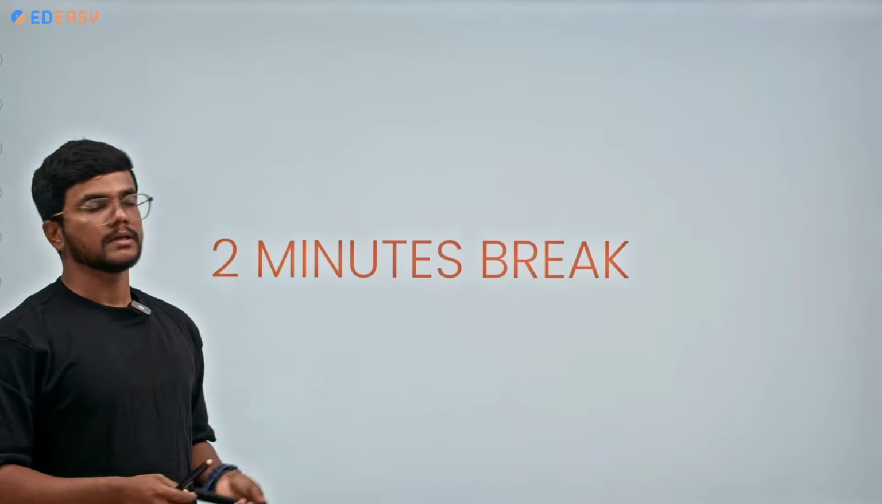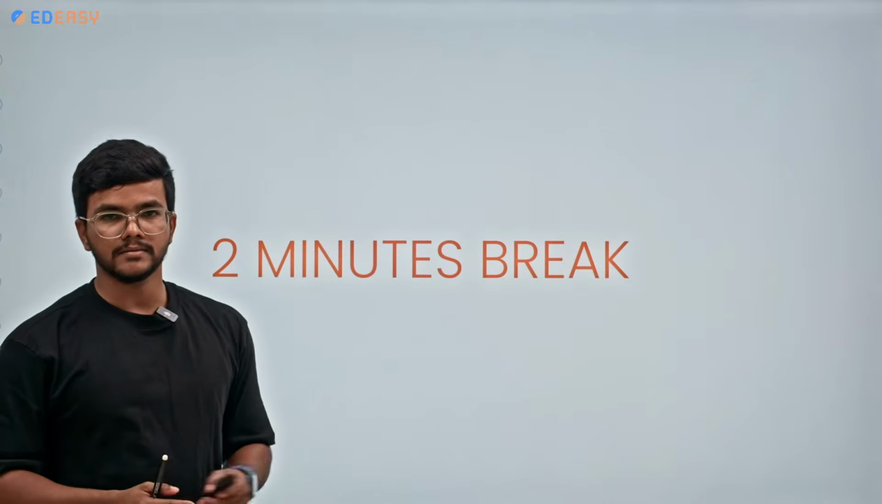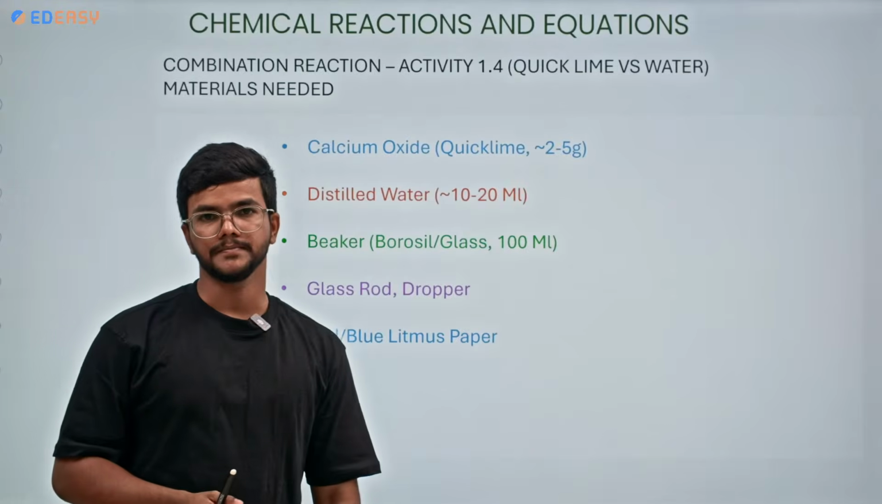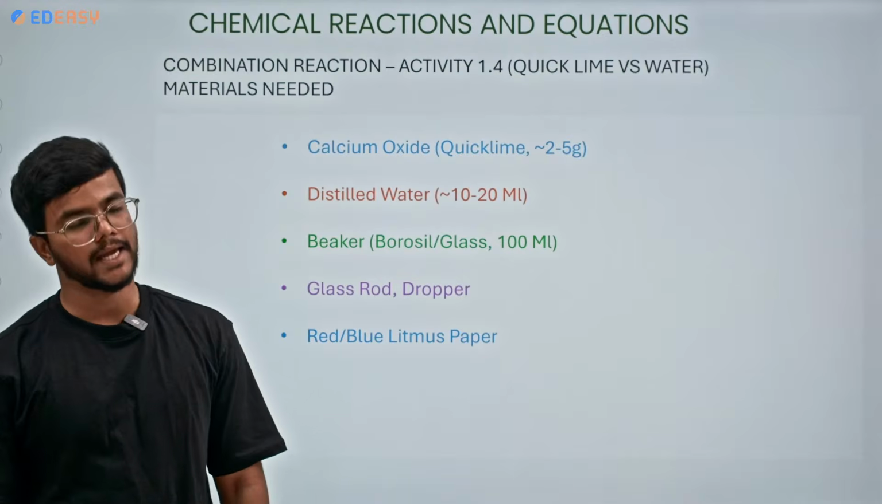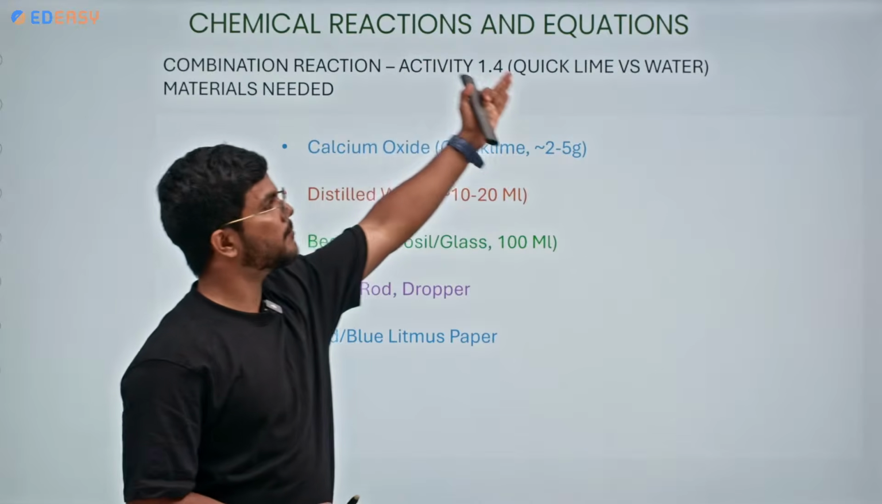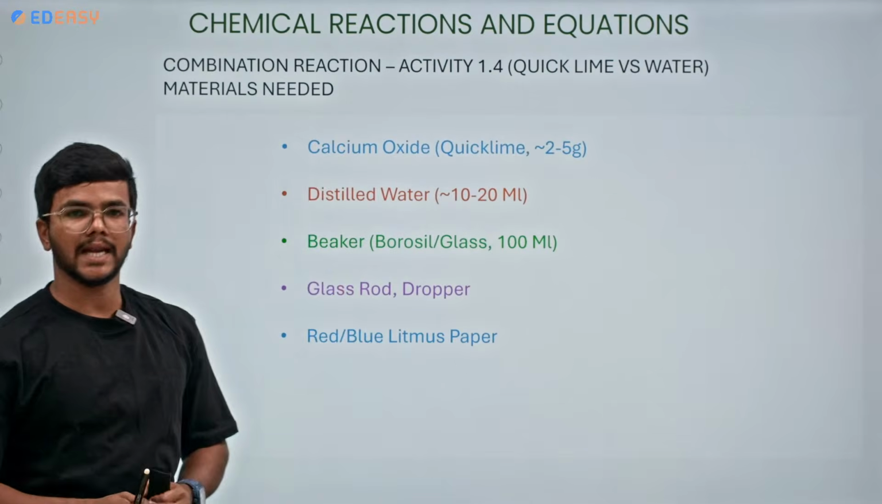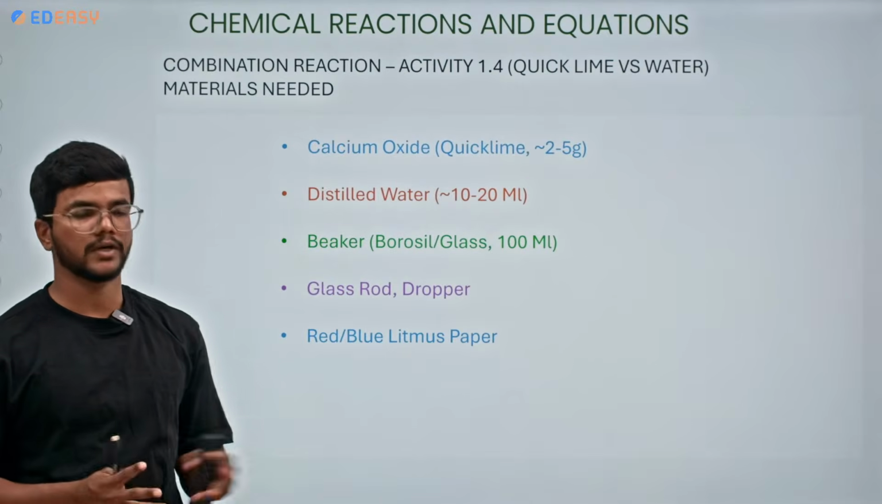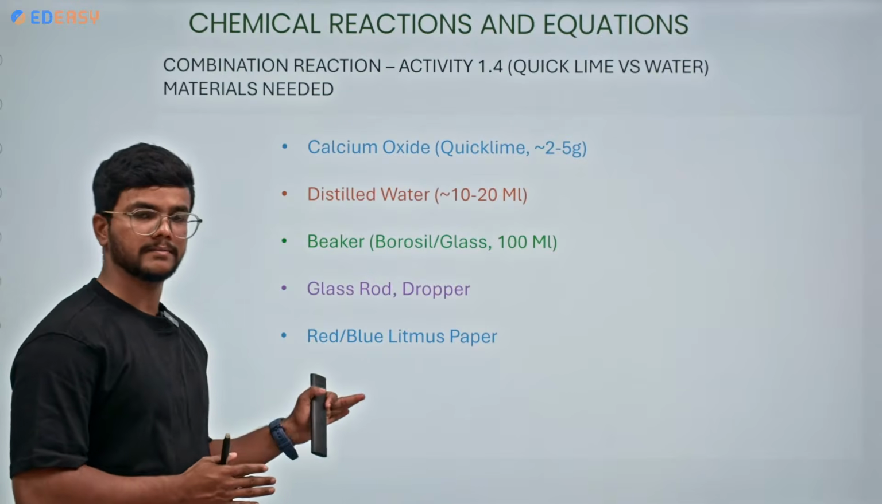After that, we took a 2 minute break. After the break, combination reaction with the example activity 1.4, that is quicklime versus water. What are the materials required for this experiment?